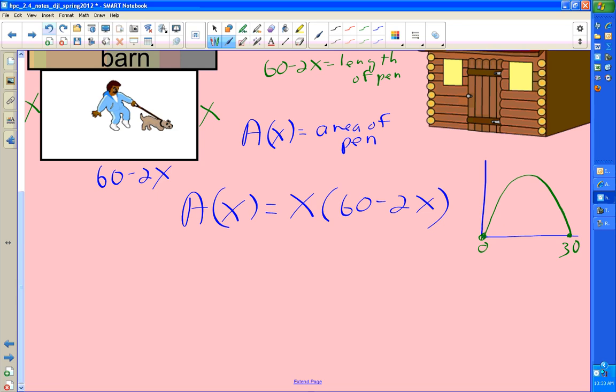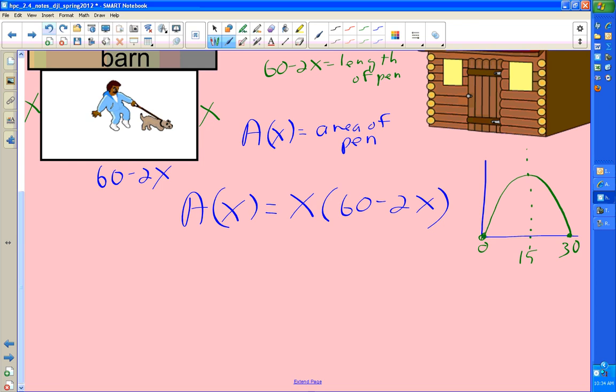Where is the maximum going to occur? It's the vertex, when x is 15. How do you get that? Halfway between 0 and 30. Halfway between the 0 and the 30. Okay?